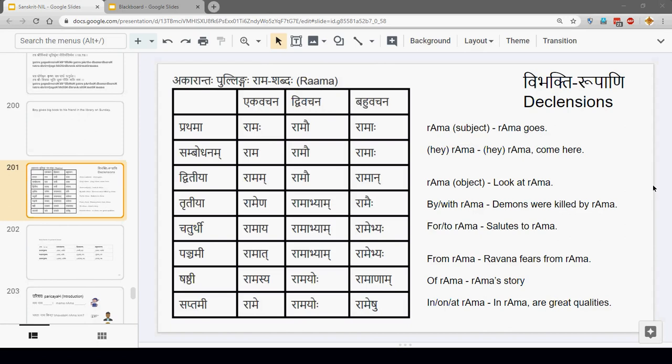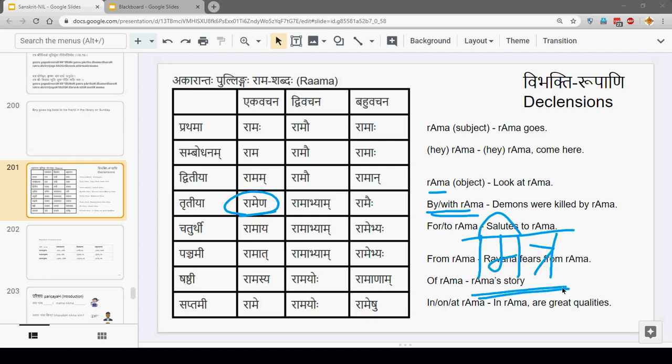Now, the general meanings are shown here, like for Tritiya, for example, wherever we want to use like by or with something. So I am going with my friend, then I use this form, Tritiya form. I am going somewhere with my friend, I use Tritiya form. So the example is, I am going with my friend. For friend, the word is mitra. Right? Mitra. So with mitra, with friend, I want to use it.